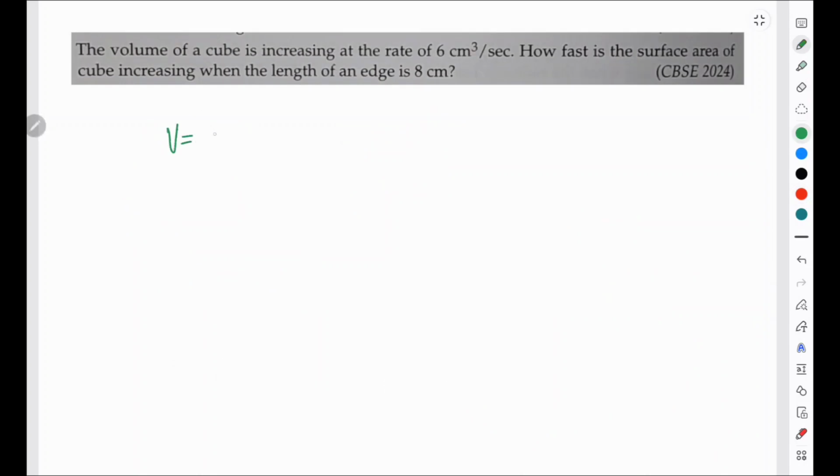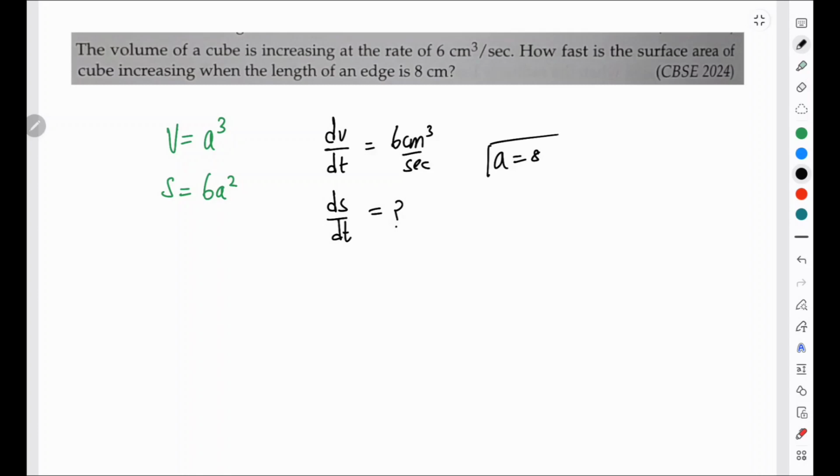Volume of a cube is equal to a cube, okay? And the surface area of a cube is equal to 6a square. And what else they are giving in the question? dV by dt is equal to 6 centimeter cube per second, right? And what they are asking is dS by dt, that is the question, right? And one more information they have given is a is equal to 8 centimeter.